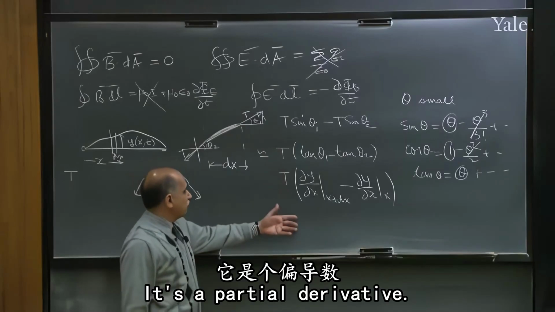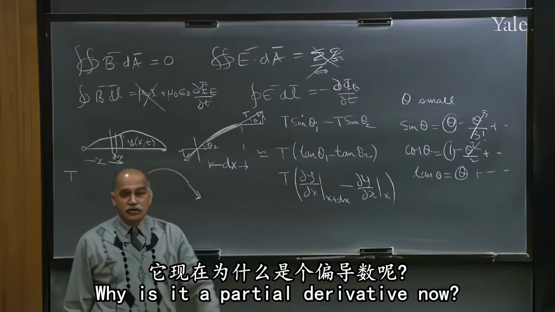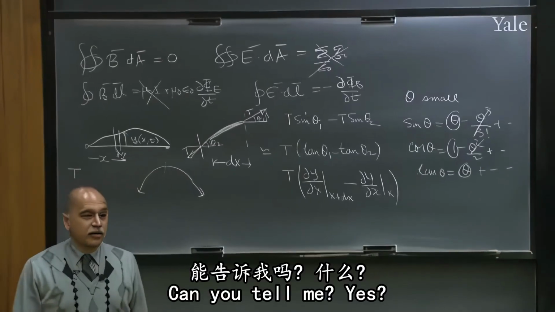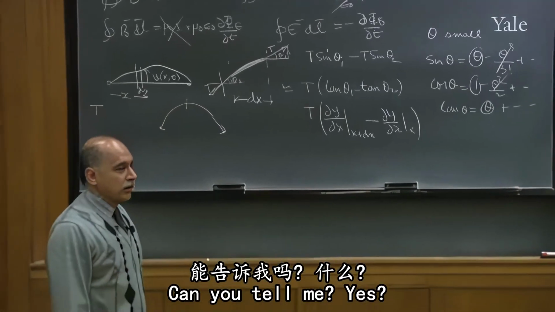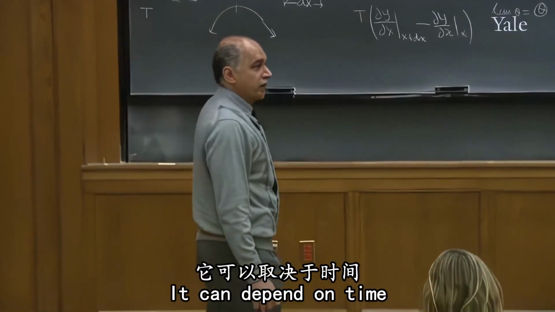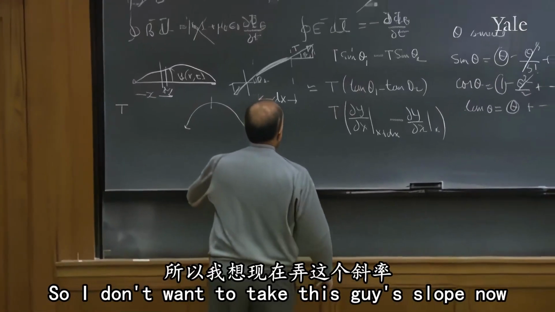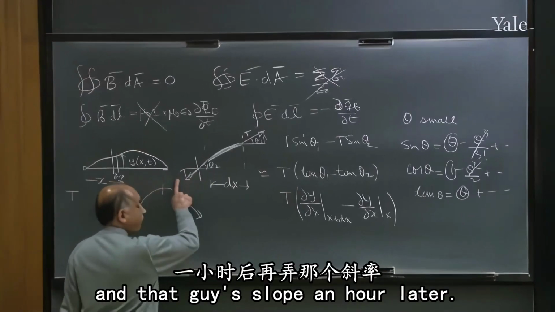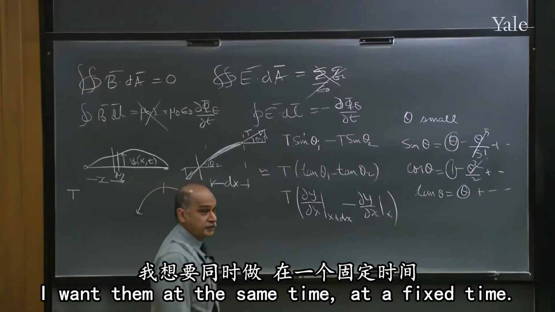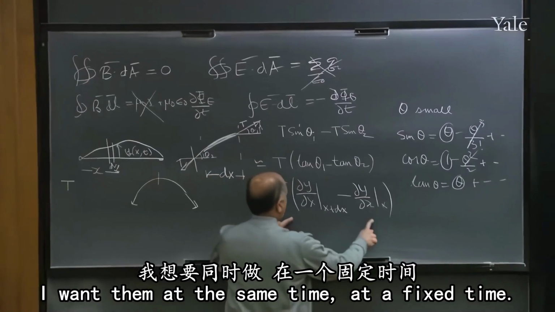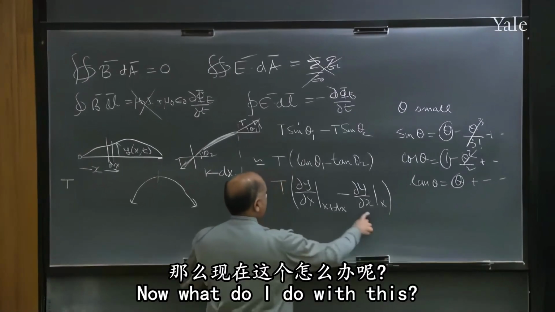It's a partial derivative. Why is it a partial derivative now? Can you tell me? Yep. It can depend on time, and I'm doing F equals ma at one instant in time. So I don't want to take this guy's slope now and that guy's slope an hour later. I want them at the same time, that fixed time. Now, what do I do with this?